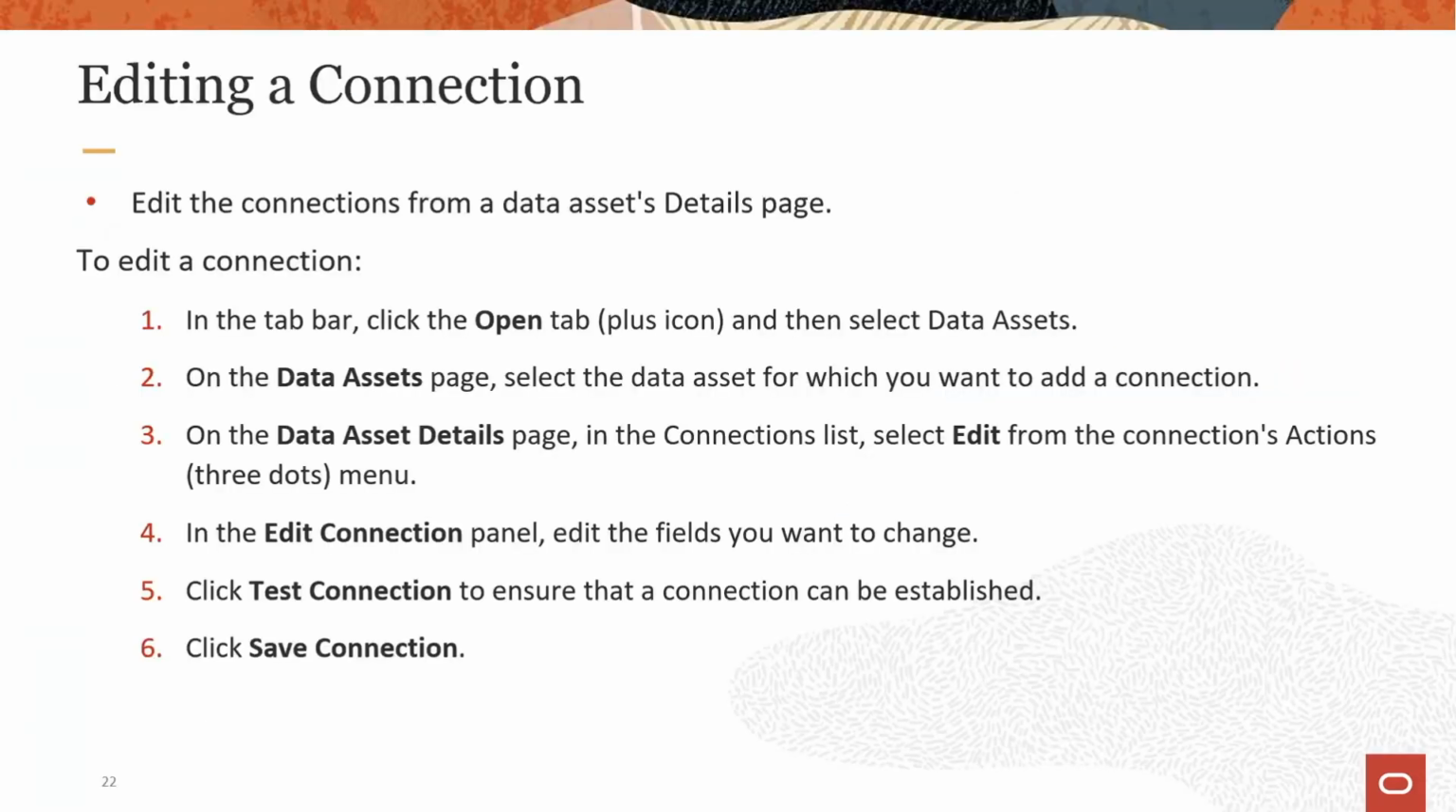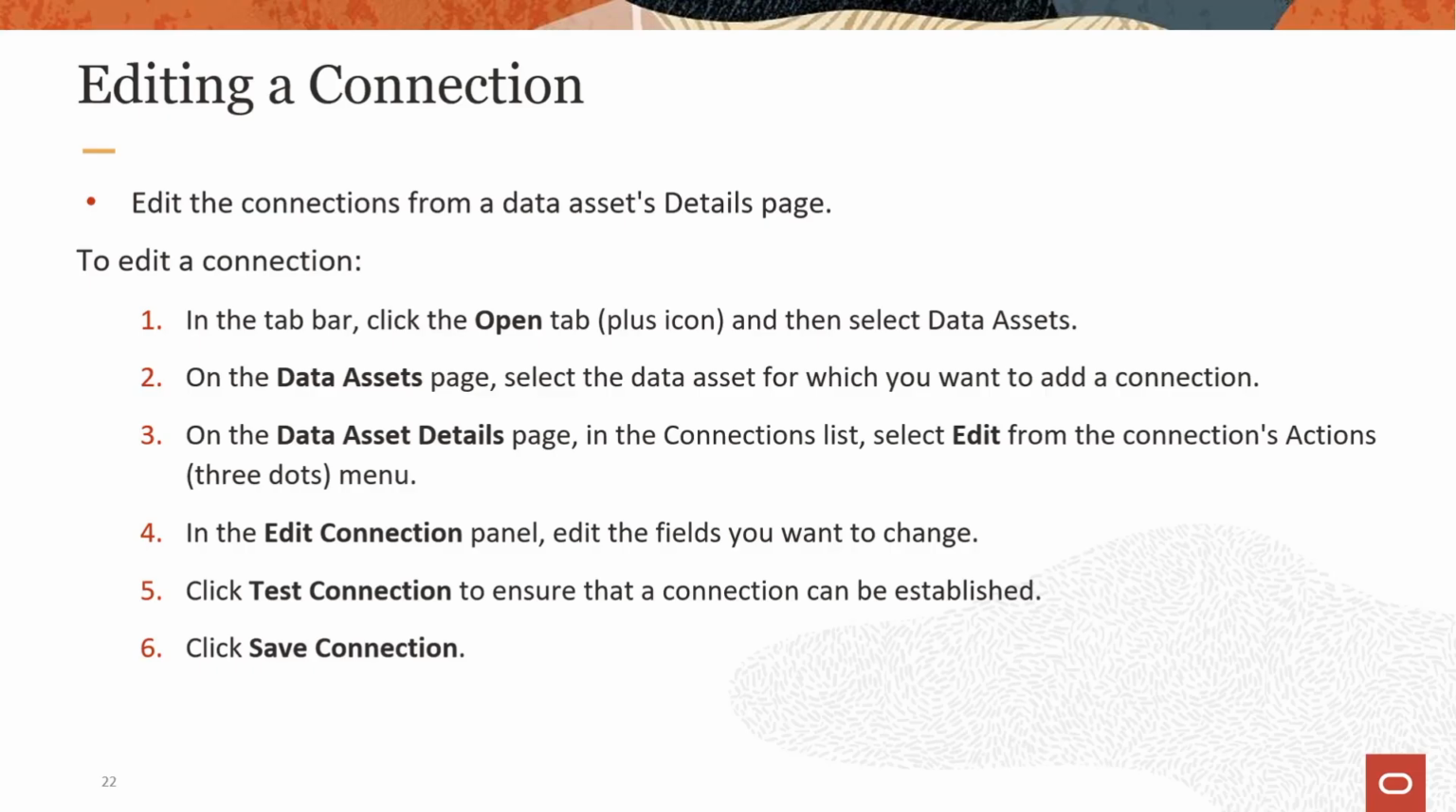You can edit the connections from a Data Assets Details page. There are a few steps to edit a connection. In the tab bar, click the Open tab, there is a plus icon, and then select Data Assets. On the Data Assets page, select the data asset for which you want to add a connection. On the Data Asset Details page, in the Connections list, select Edit from the Connections actions. That is the three dots menu.